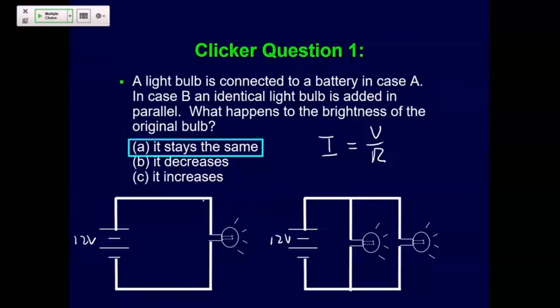And so let's think about this. So in this case here, let's just go ahead and make our resistance 1 ohm for the light bulb, just to make life easy. Here, the current for this light bulb is 12 volts divided by 1 ohm, and so it's 12 amps. So the current going through that first one, again, we just made up numbers, is 12 amps. Now in this case here, I'm going to say the same thing.